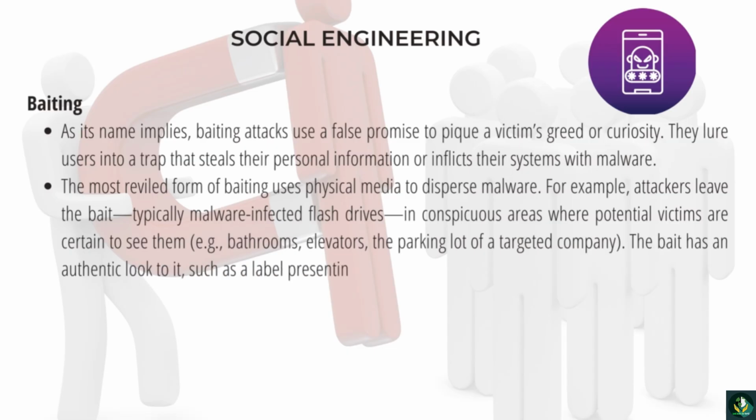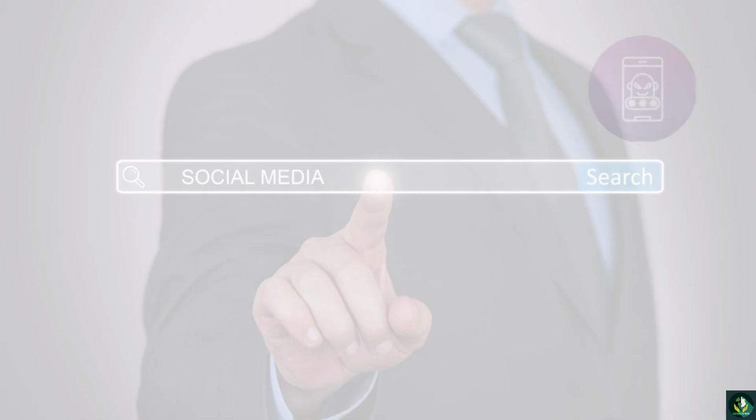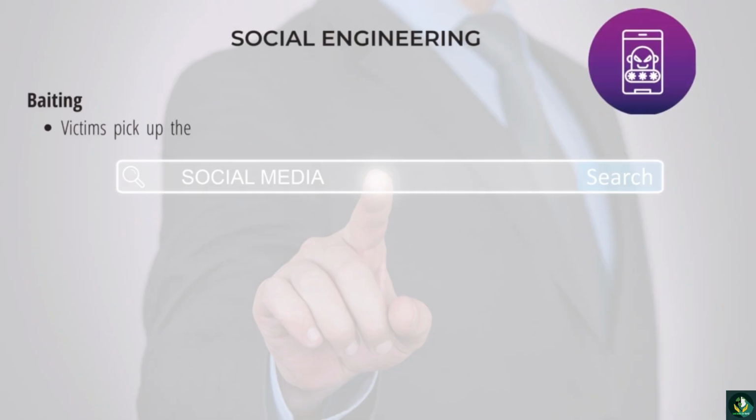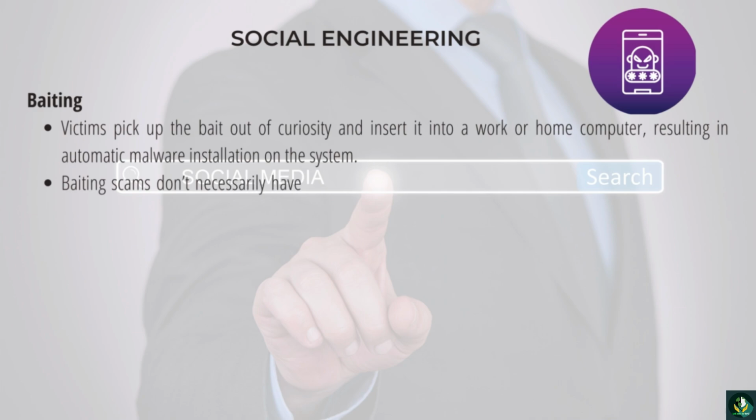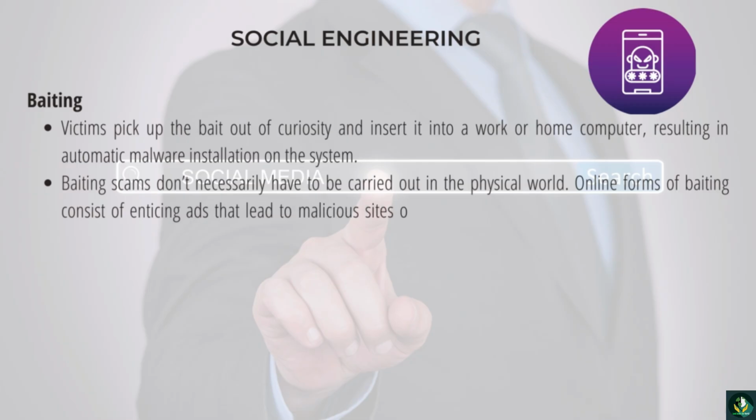The bait has an authentic look to it, such as a label presenting it as the company's payroll list. Victims pick up the bait out of curiosity and insert it into a work or home computer, resulting in automatic malware installation on the system. Baiting scams don't necessarily have to be carried out in the physical world. Online forms of baiting consist of enticing ads that lead to malicious sites or that encourage users to download a malware-infected application.